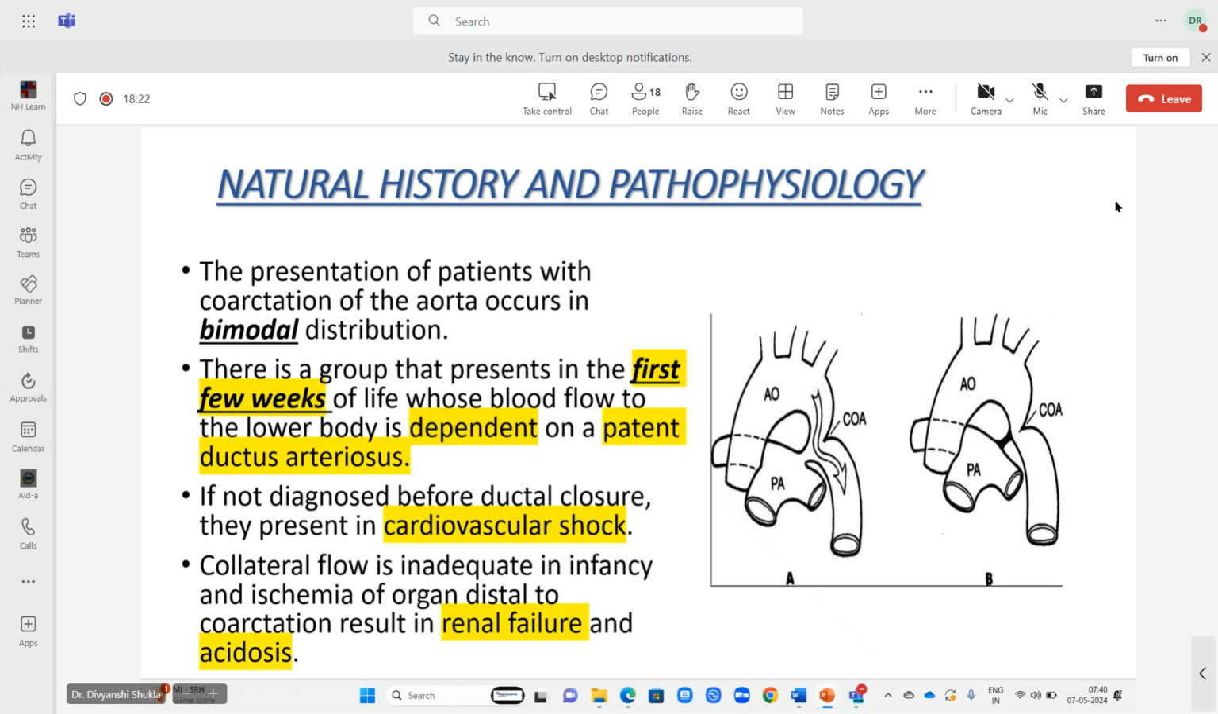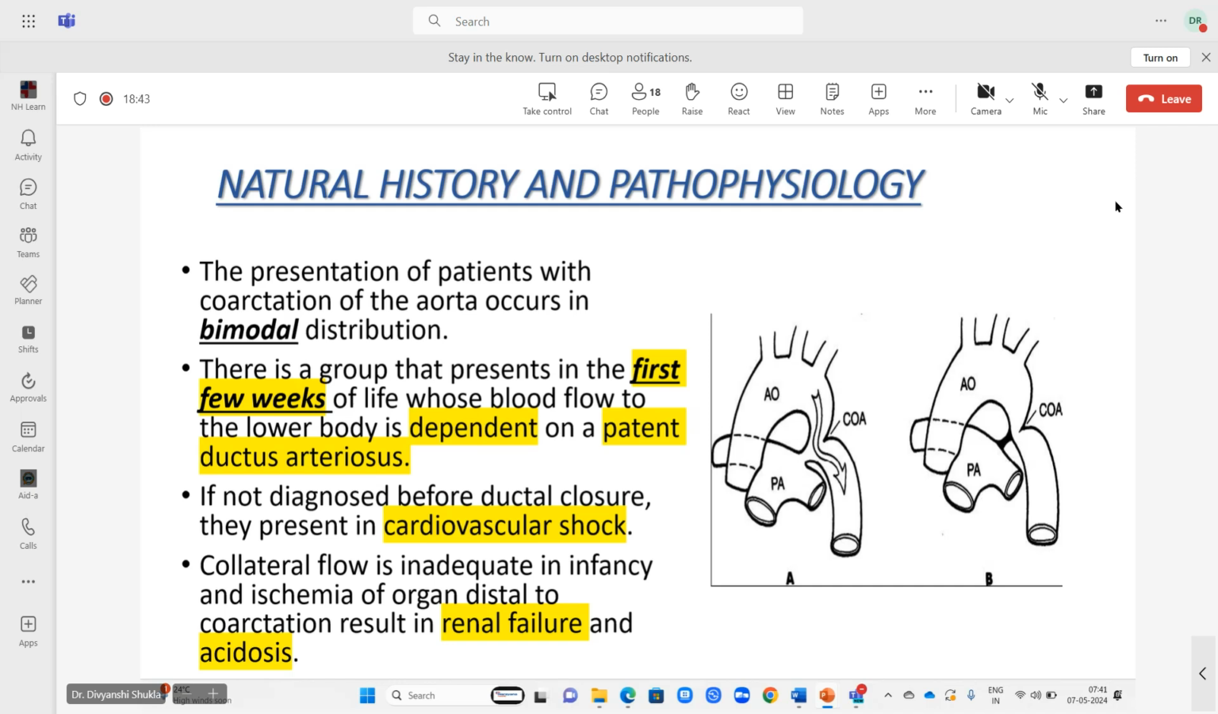On the natural history and pathophysiology. The presentation of patients with coarctation of the aorta occurs in a bimodal distribution. There is a group that presents in the first few weeks of life whose blood flow to the lower body is dependent on a patent ductus arteriosus. If not diagnosed before ductal closure, they may present in cardiovascular shock.